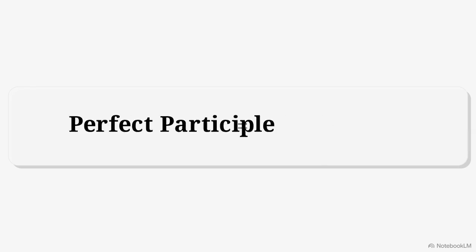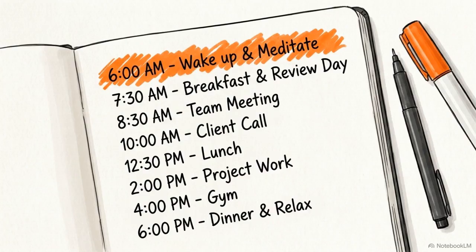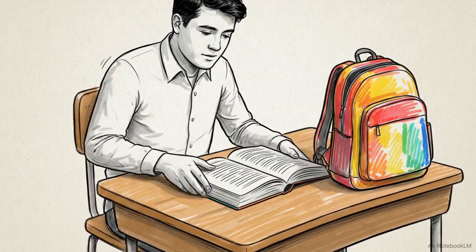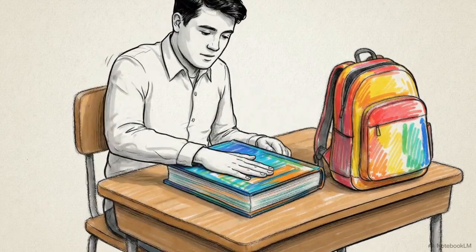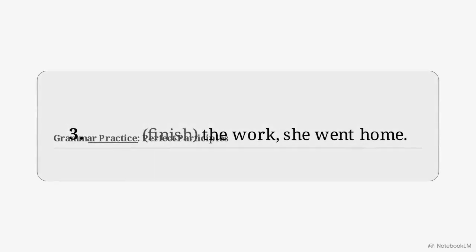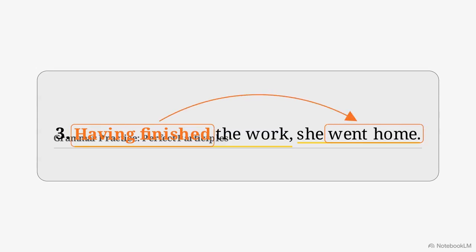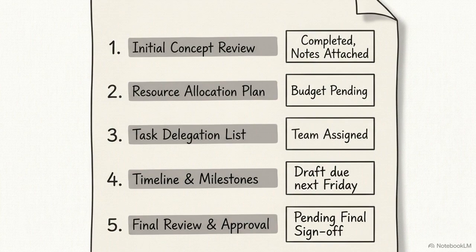Our final tool is the perfect participle. The formula here is the word having plus the third form of your verb. You only need this specific tool when you are establishing a strict chronological timeline. It signals to the reader that one action was 100% completed before the next action began. To solve question 3, we combine having with the completed verb finished. This clarifies the sequence. Having finished the work, she went home. The work had to be entirely done before the commute started. Our worksheet is fully populated.